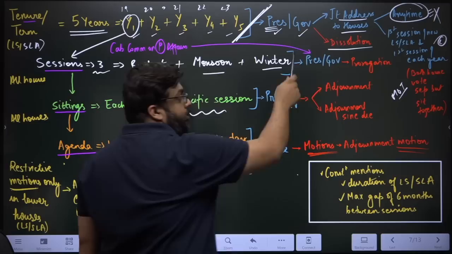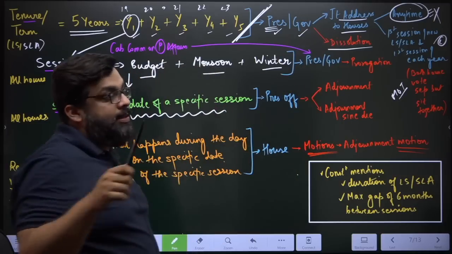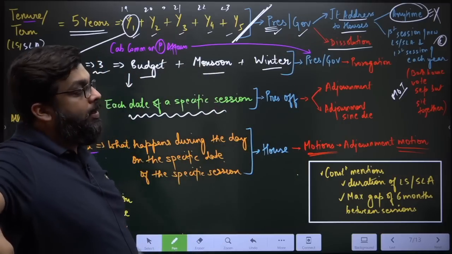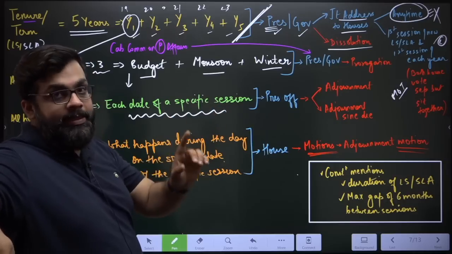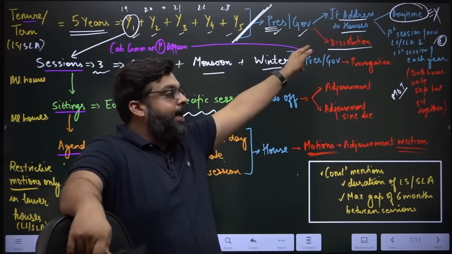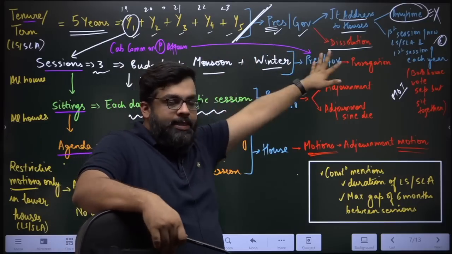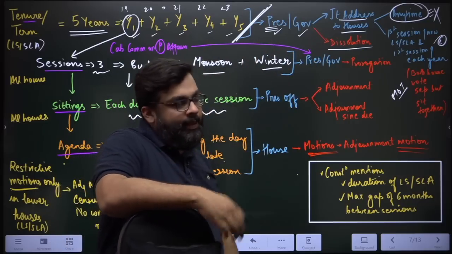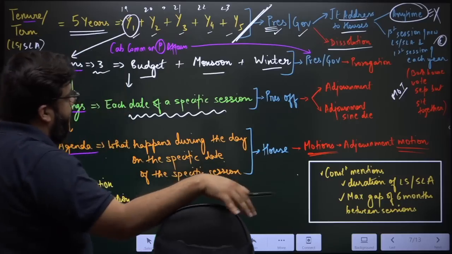Now, why does the president do so? Same reason, checks and balances. A president is the apolitical authority and therefore will take a decision impartially. Once an order has been issued, it cannot be taken back. Can it be challenged in a court of law? Absolutely. Anything can be challenged in a court of law, right?